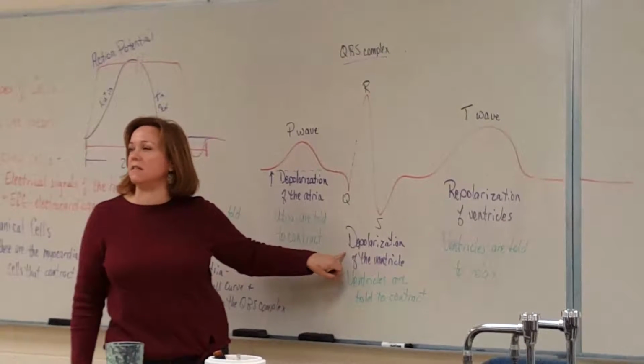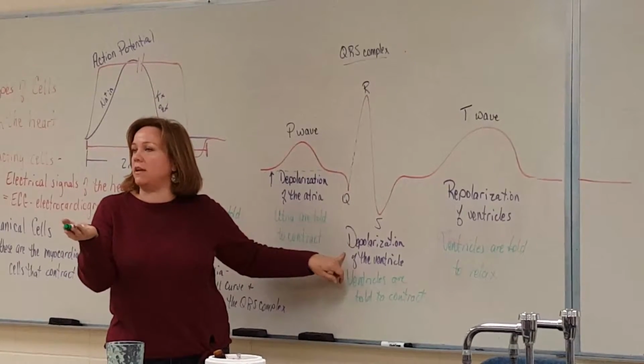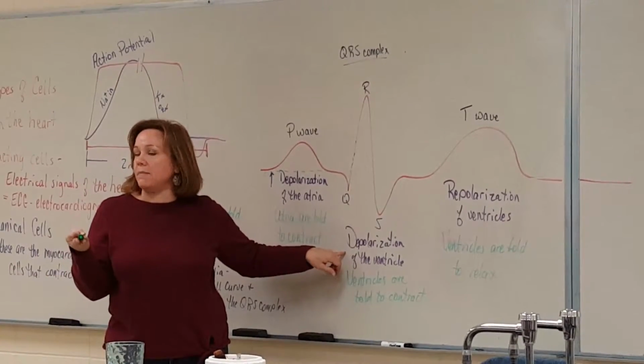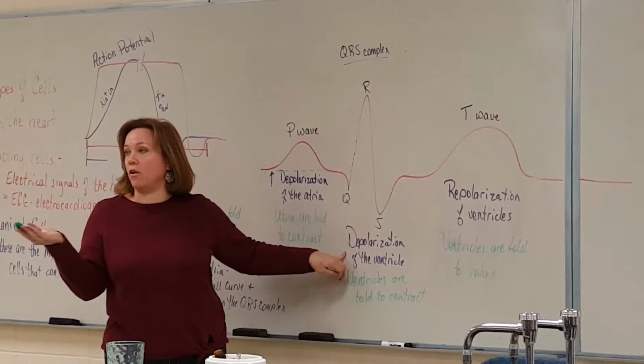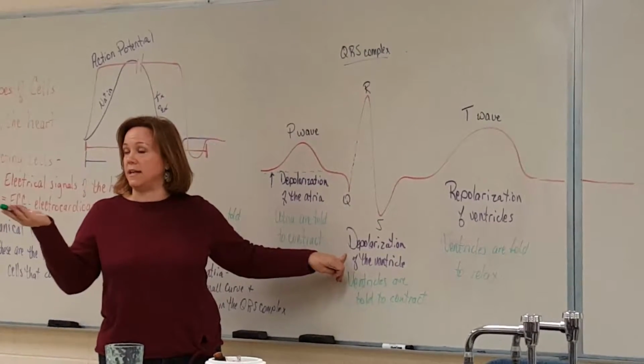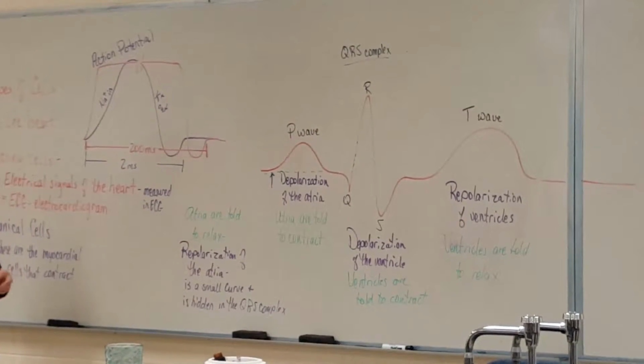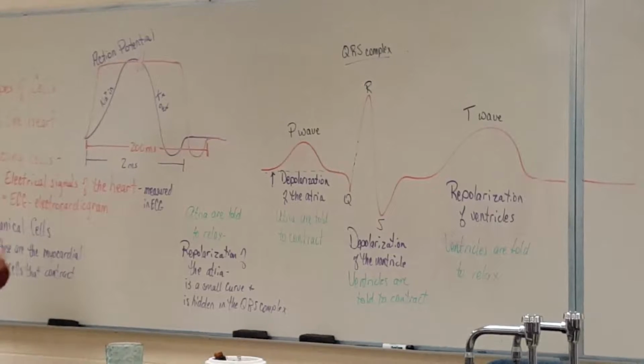Y'all may have heard of asystole before. If you don't, that's fine. It's just somebody yesterday brought it up. A means without, right? Like aerobic, anaerobic. A means without. Systole is contraction. That's actually our next topic. So that means that you don't have any contraction, which is a flat line.